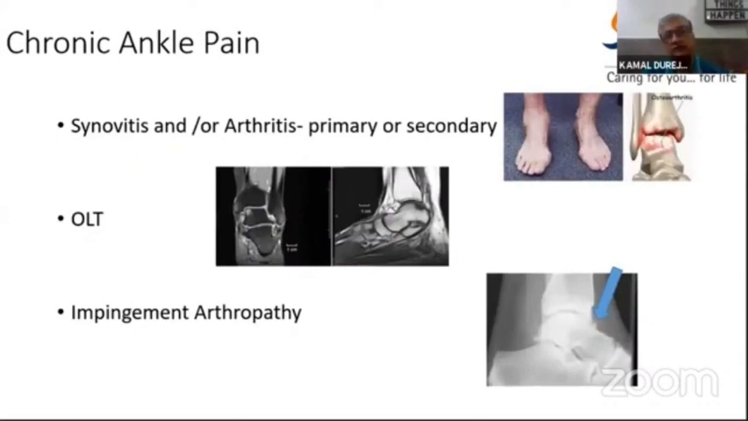Probably it is a synovitis or an arthritis of the ankle, which is primary or secondary to some other phenomenon, or it could be a silent osteochondral lesion of the talus which has started giving symptoms. And it could be some kind of an impingement arthropathy. So that is what should strike your mind when a patient comes with chronic ankle pain.